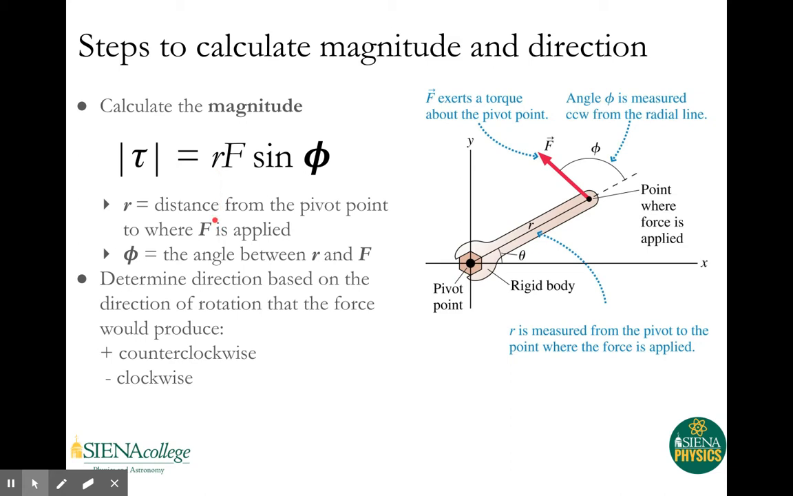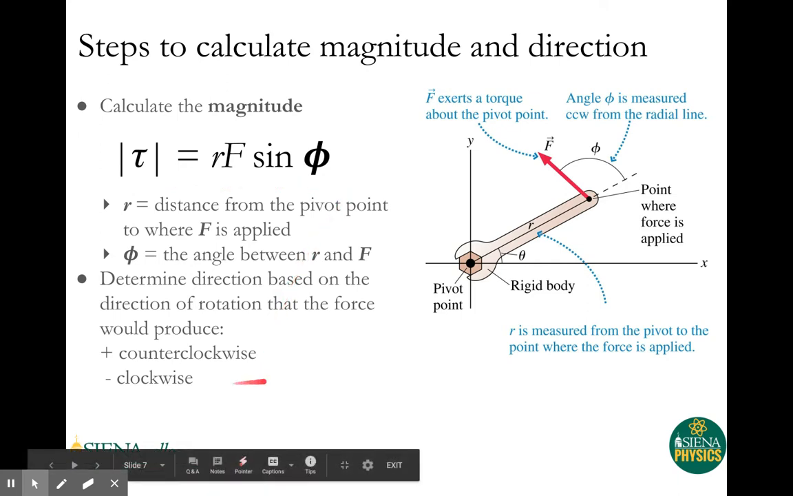So r, again, is the distance from the pivot point to where the force is applied, and phi is the angle between r and F. And then again, if we wanted to calculate the magnitude and direction, right, this gives us the magnitude, and then for direction, we either say positive for counterclockwise or negative for clockwise.